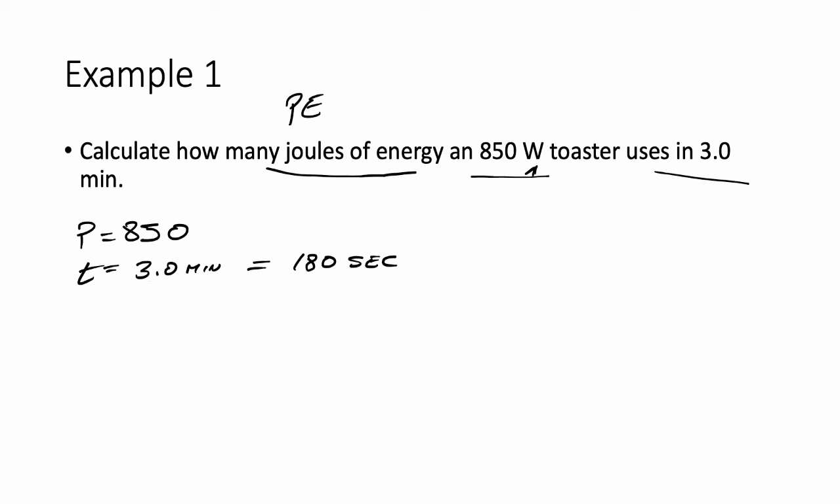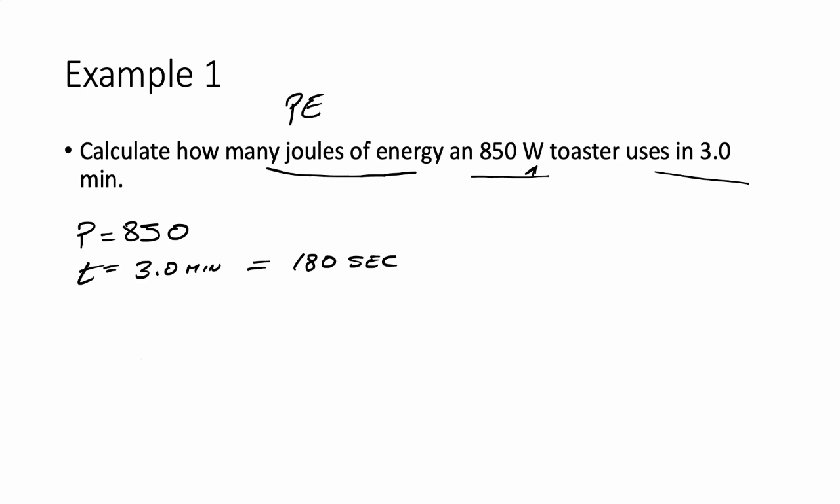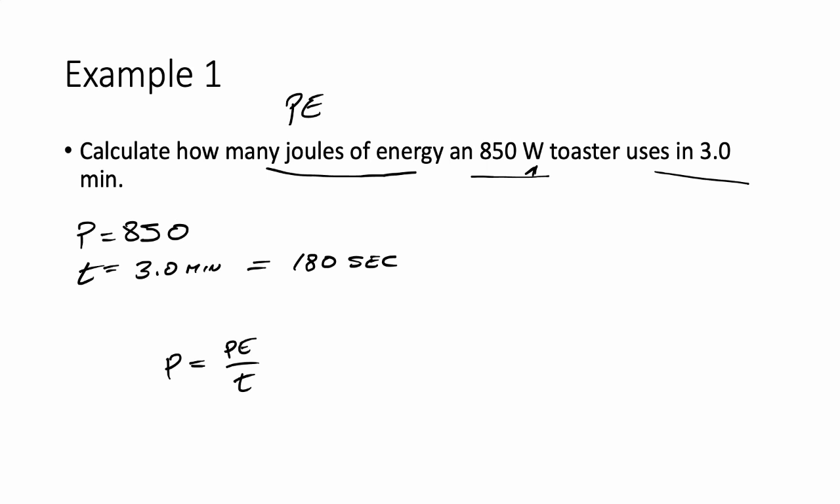All right, let's look up here. We've got power and time, and we're looking for energy. Power, that's time. So it's one of these two, and potential energy is right here. So the equation we're going to use is that power is equal to potential energy over time. I'm going to rewrite my variables. Power is 850, time is equal to 180 seconds. So power is equal to potential energy over time.